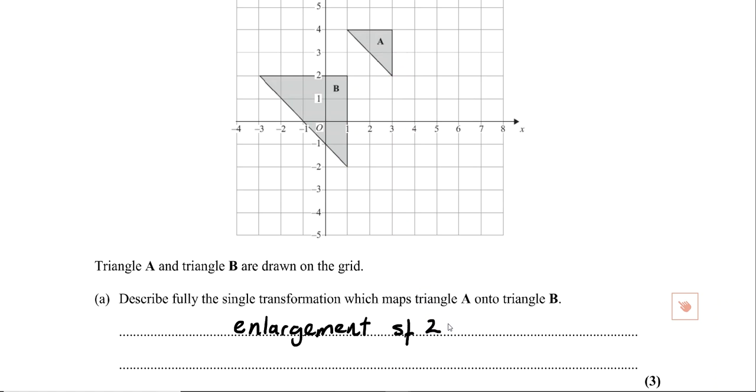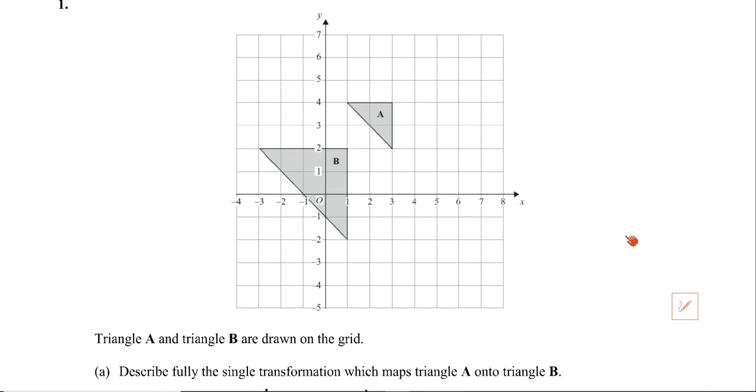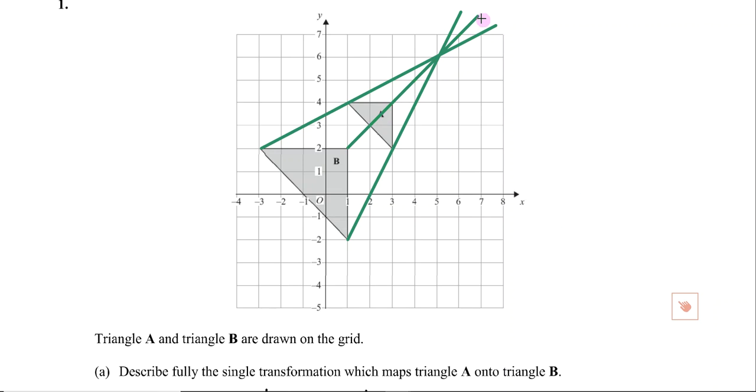And then we need what's called the centre of enlargement. You all know how to find the centre of enlargement? Well, what you do is you take your ruler, you take a point on the image, you take a point on the object, and you keep drawing. And then you do the same through another point, and if you do it nicely, they will meet at a point. And we can check with this point as well, and they all meet. So that's my centre of enlargement, which just happens to be at 5, 6.